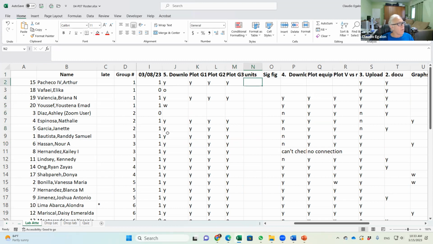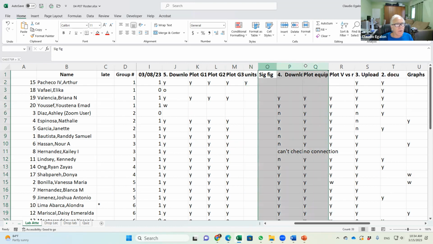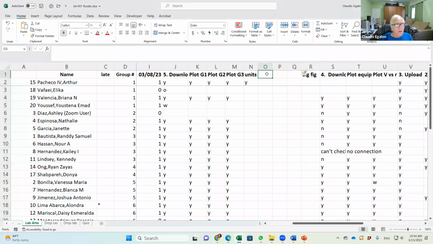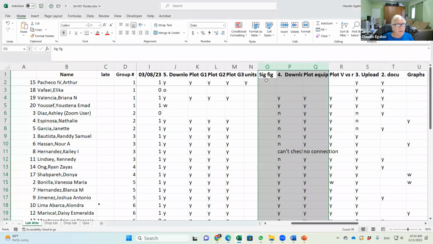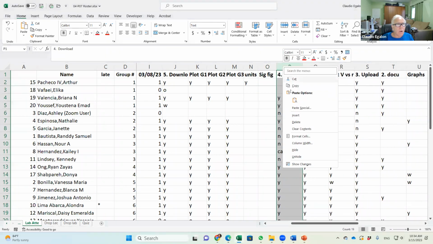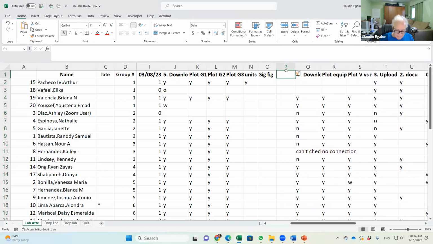So, Pacheco, do you manage to do the units? Arthur Pacheco. Yeah, good. And units. Sig fig. Oh, I already did that. Okay. Sig figs and CL. CL, right?